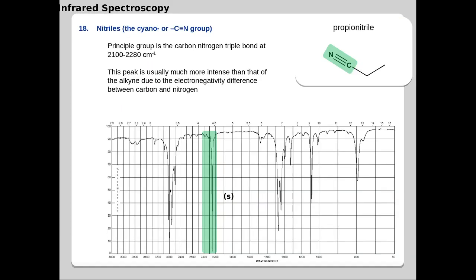Okay, so this one is a typical intense, strong band, which is actually very narrow, for the stretching vibration of a terminal nitrile functional group in propionitrile. So you can see, other than this band, the rest of the bands are due to the hydrocarbon part of the molecule.